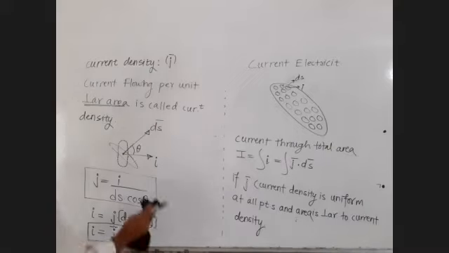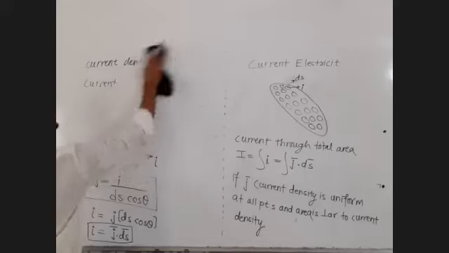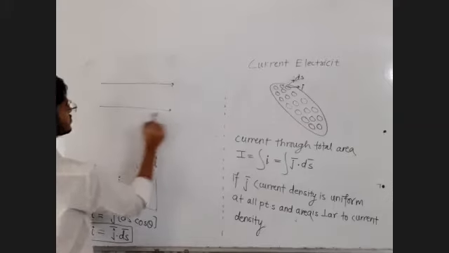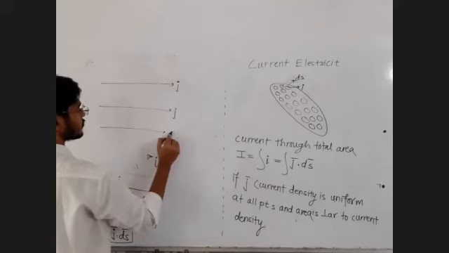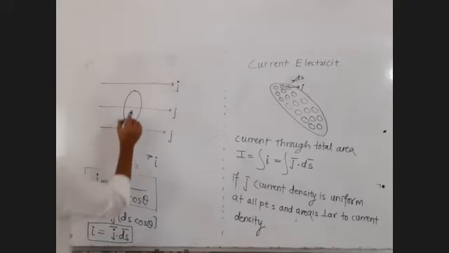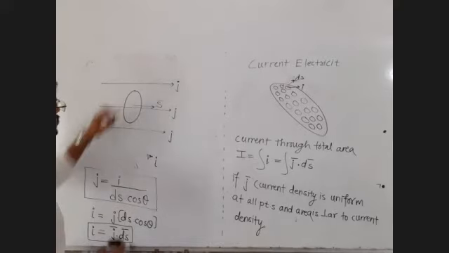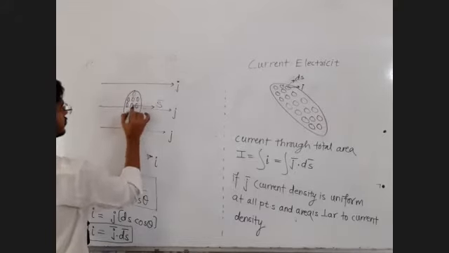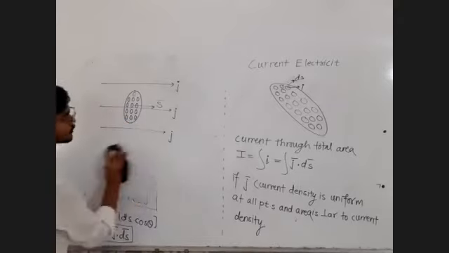In that case, total current I through the given area, the situation will be like this. Try to understand. You have a uniform current density, and you have the area which is perpendicular to the current density. Means the overall area vector, total area vector is, let's say, S bar. Small area vector is ds bar. All such ds will be present here.